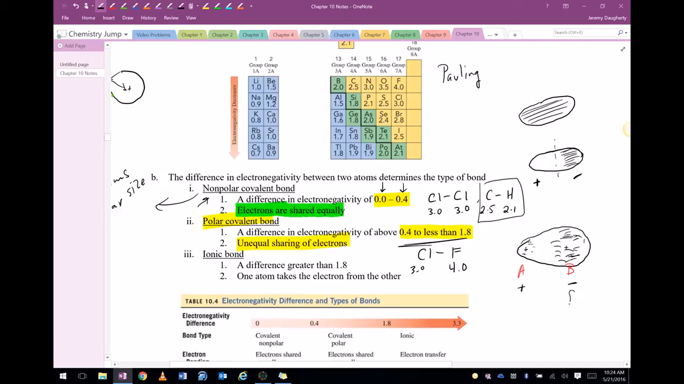Now to signify that, we usually use a lowercase delta, which means a partial charge. Okay? So that's a lowercase delta. We know what a capital delta is. That's a capital delta.